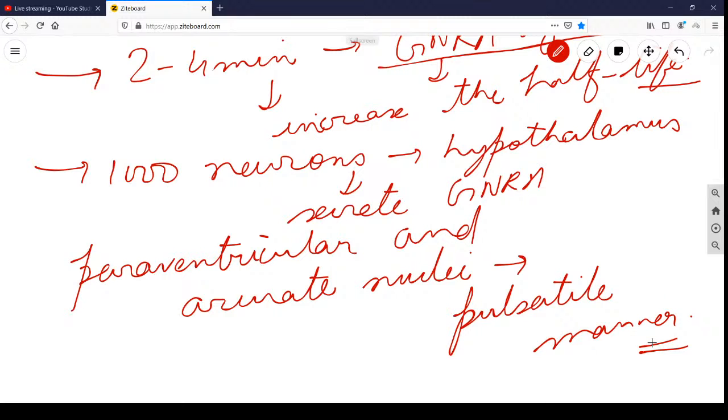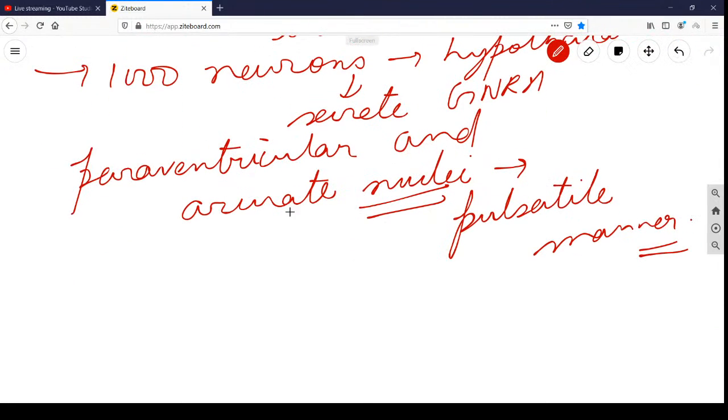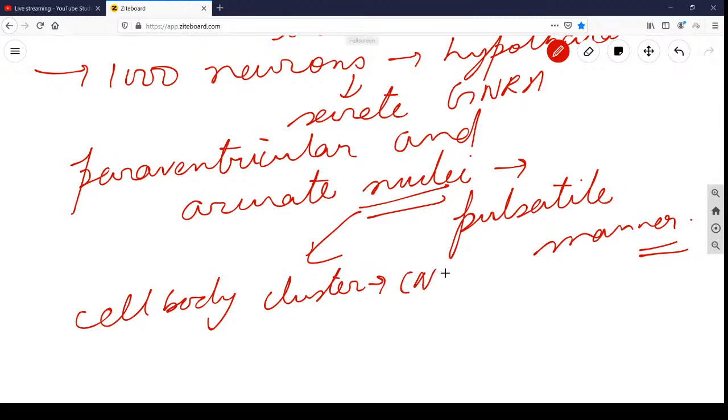Pulsatile secretion of gonadotropin. If you have not studied that in class 11th, I'll tell you this also. Paraventricular and arcuate nuclei: if you have studied the class 11 nervous system, nuclei are the clusters of cyton or cell bodies of neurons in the central nervous system, whereas a ganglion is the same cluster of cell bodies in the PNS, the peripheral nervous system. We call it nuclei, or nucleus, here, and ganglion, or ganglia in plural, in the PNS.